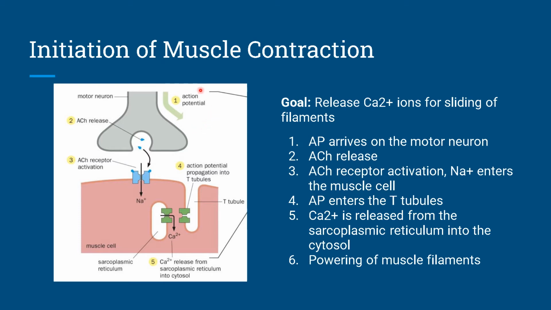First, an action potential arrives from the motor neuron, which causes acetylcholine release from the vesicles. After acetylcholine binds to the receptors, sodium is able to enter the muscle cell. This then causes an action potential to be propagated in the transverse tubules, which allows the calcium 2+ ions to be released from the sarcoplasmic reticulum. These calcium ions are then used to actually power the muscle cells.